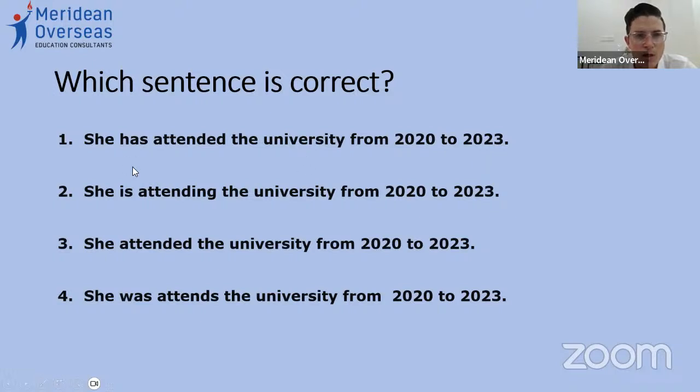So number one, she has attended the university from 2020 to 2023. Number two, she is attending the university from 2020 to 2023. Number three, she attended the university from 2020 to 2023. And number four, she attends the university from 2020 to 2023.